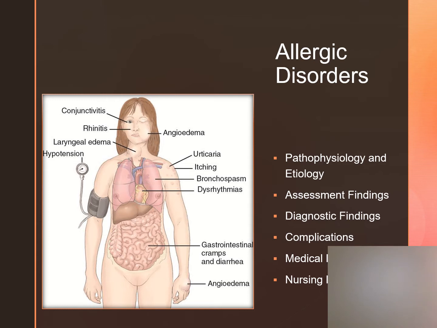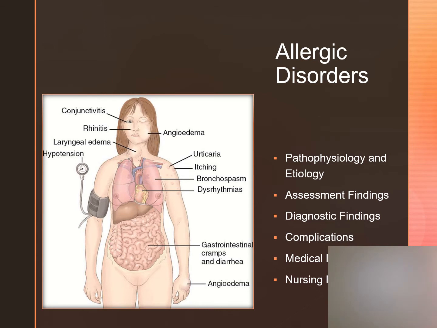Allergen types include ingestants, which are foods and drugs; inhalants, such as house dust and mites; contactants, such as latex; and injectants, such as drugs or bee venom. Different examples include allergic rhinitis, contact dermatitis, food allergies, urticaria, and angioedema.